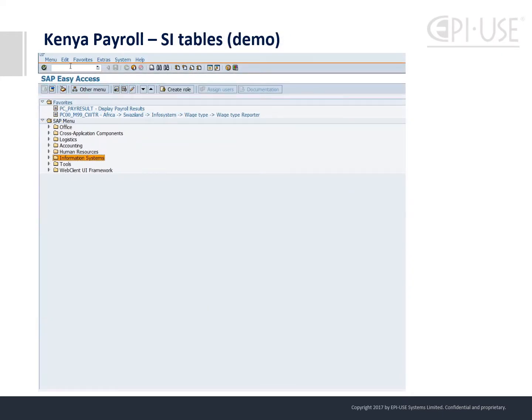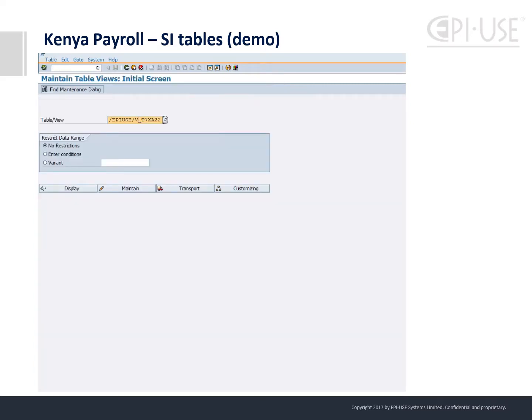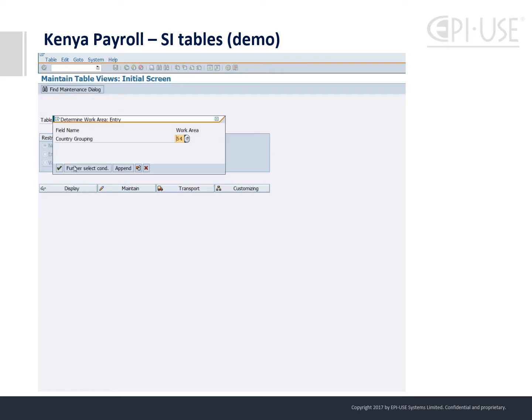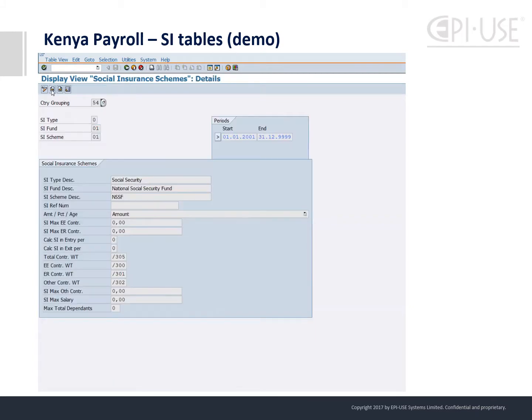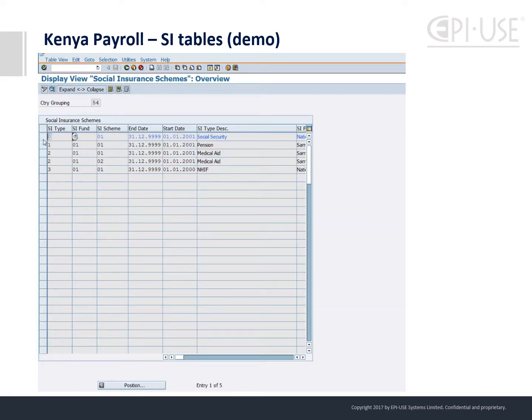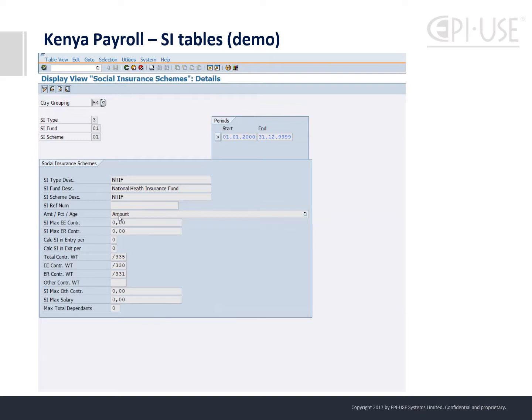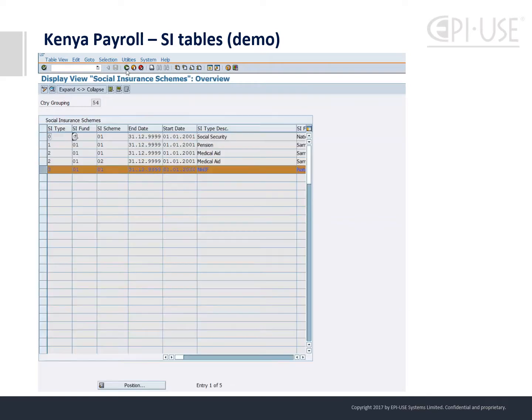Again, the social insurance information is configured in tables. There are a couple of tables for social insurances. I'll just show you some of them. For example, table, again, the XA for Africa 22. For Kenya, we find this for Social Security, pension, medical aid and NHIF. In here you will find some wage types that are linked to this, some other information. So it's set up for all the different sections, again different wage types.